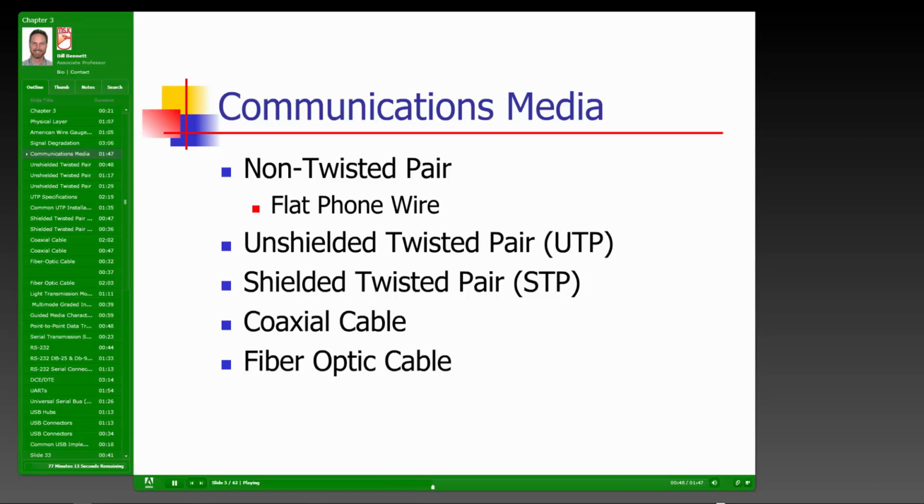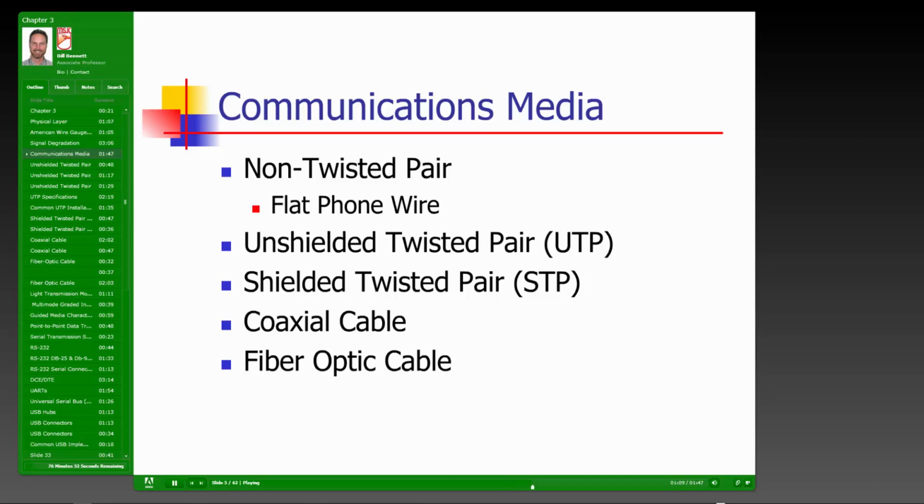So we're going to look at several types of media. First, we'll take a look at non-twisted pair, which is flat phone wire. If you've ever seen the old phone cabling, it was kind of flat. It came in many different colors. I'm going to say flat gray, but it actually came in tan too, and black. But anyway, it was a flat cable.